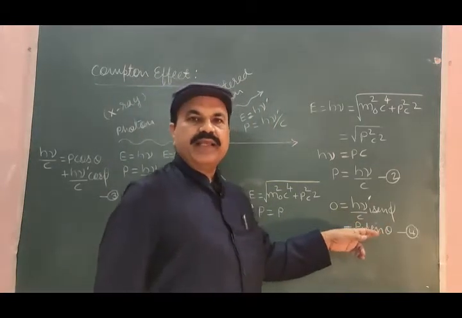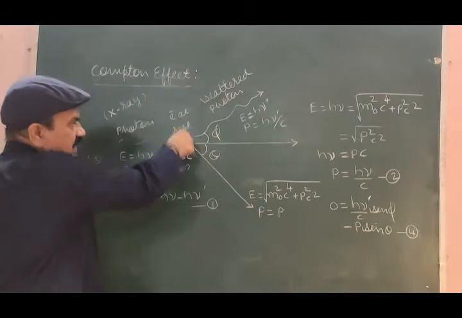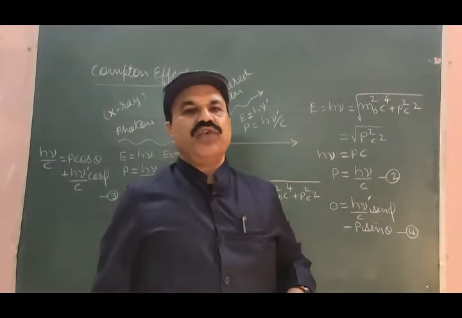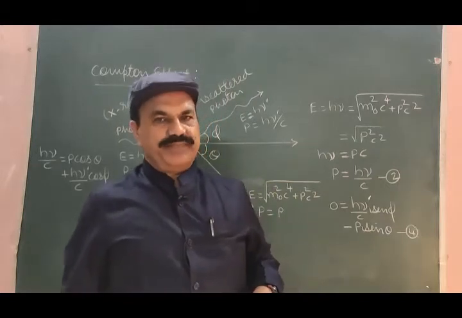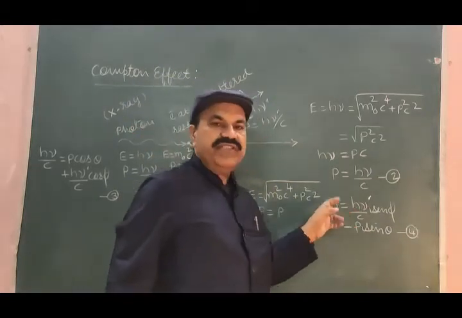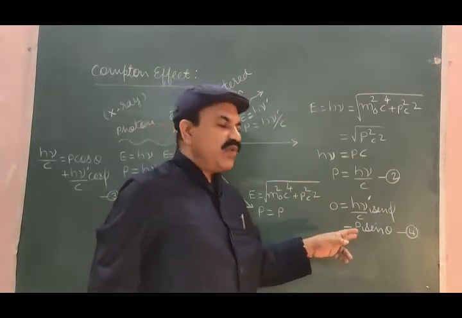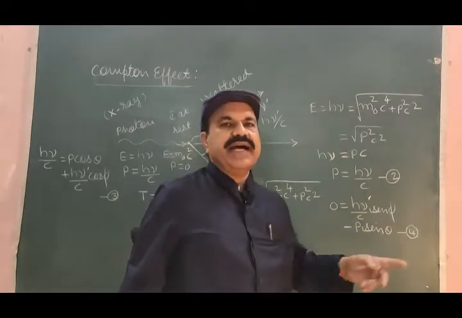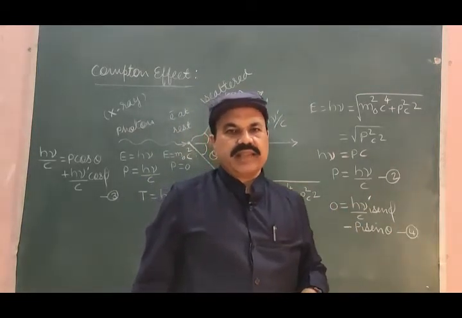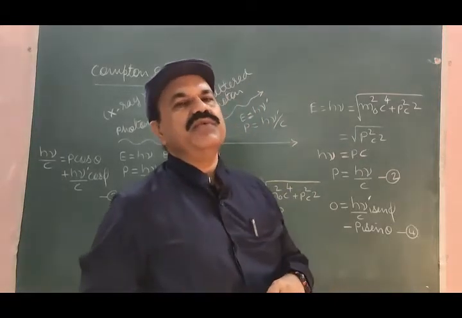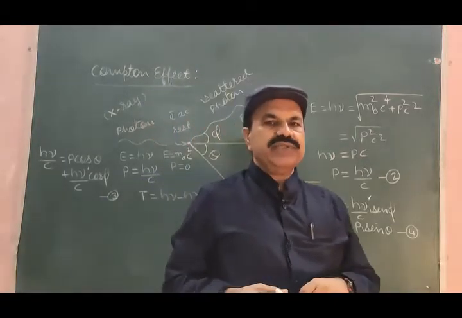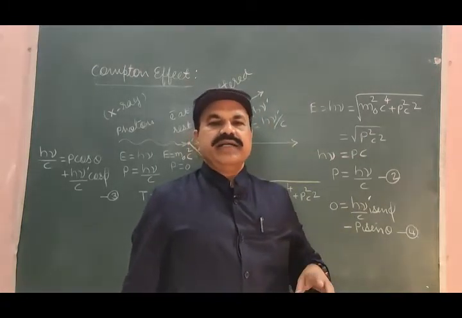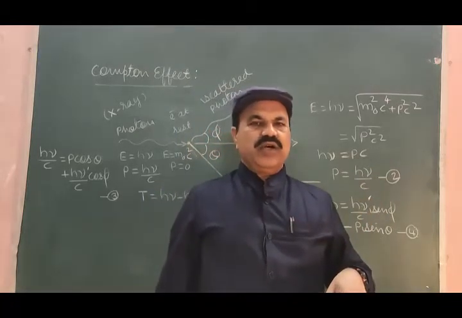Equation 4 is for momentum in the direction perpendicular to the direction of the photon before collision. In this direction, momentum before collision is 0, and momentum after collision is this RHS. Using these, we wanted to derive the expression for the change in wavelength of the photon.